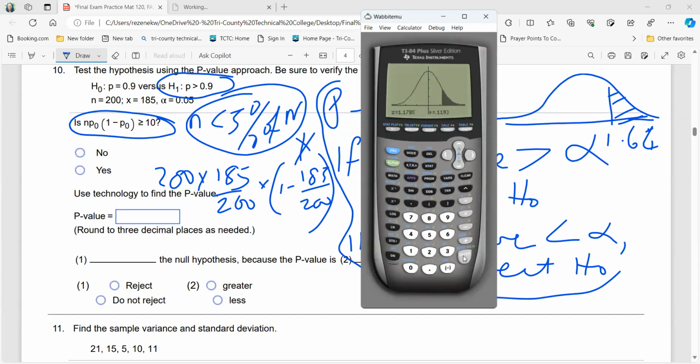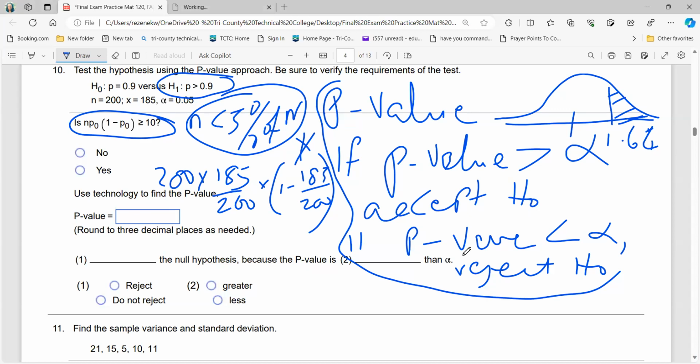1.78 is somewhere here. Oh, no, 1.17. 1.178 is inside the acceptance region, that is the z-value. But they didn't ask me to use the test statistic anyway. They asked me to use the p-value, and the p-value is 11 point something percent. 11% is greater than alpha of 5%. Therefore, accept the null hypothesis.